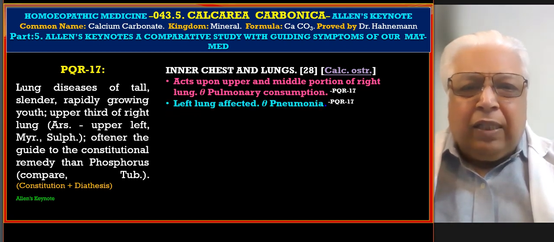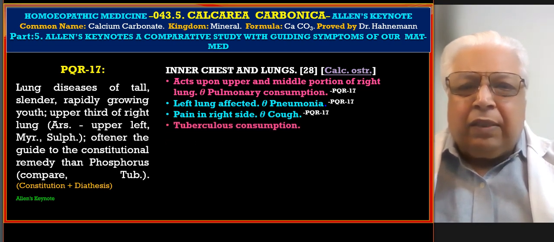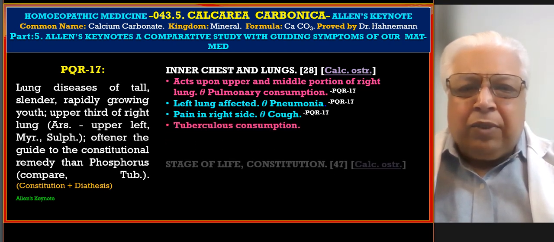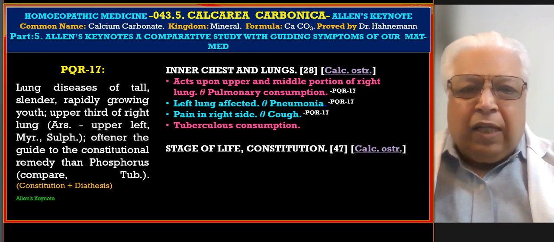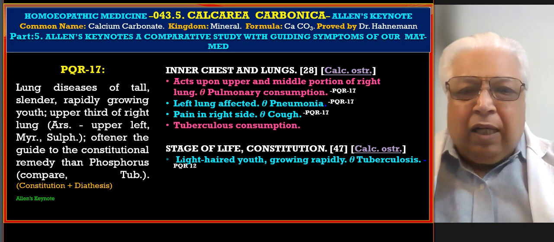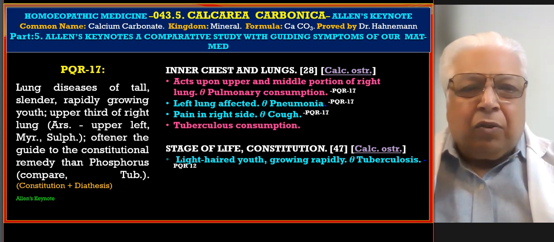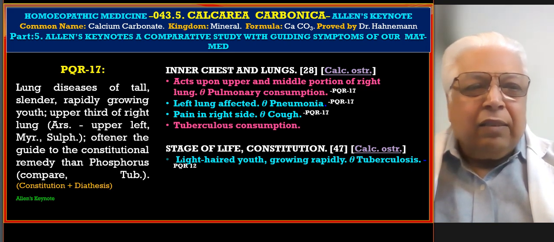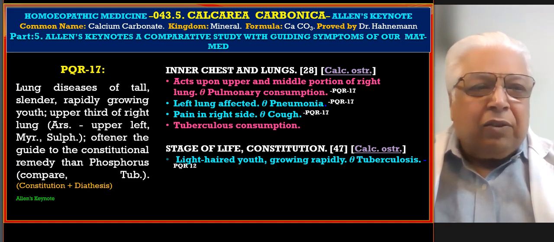Lungs, left lung is also affected in case of pneumonia, pain in the right side with cough, tuberculous consumption, and stage of life and constitution. Chapter number 47, we have light-haired youth growing rapidly, and these are the people who are treated for tuberculosis.